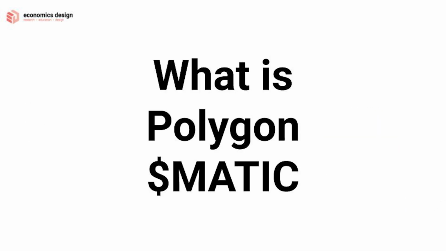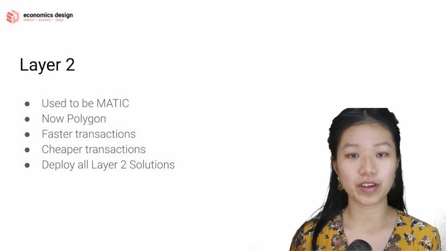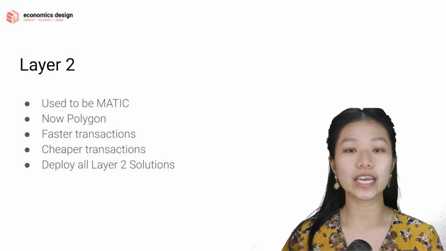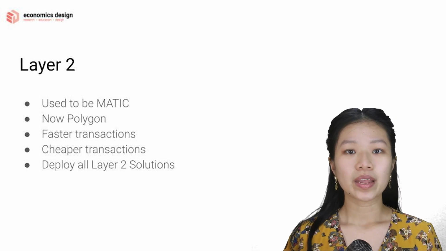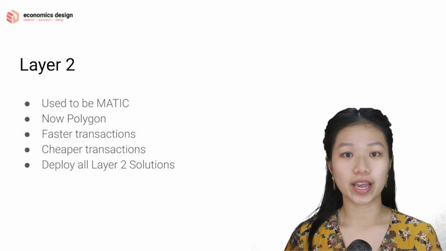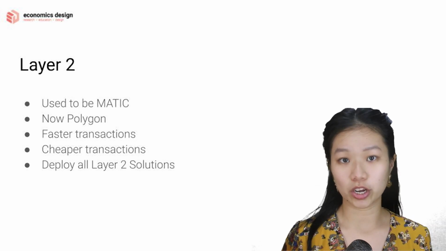So what is Polygon? The token is actually Matic, M-A-T-I-C. Polygon used to be Matic. About 2-3 years ago, there were 3 groups of developers. They had this idea of creating a layer 2 just for the Ethereum layer, and they called it Matic. They've been working for some time, and today it's live. And they changed the name to Polygon.